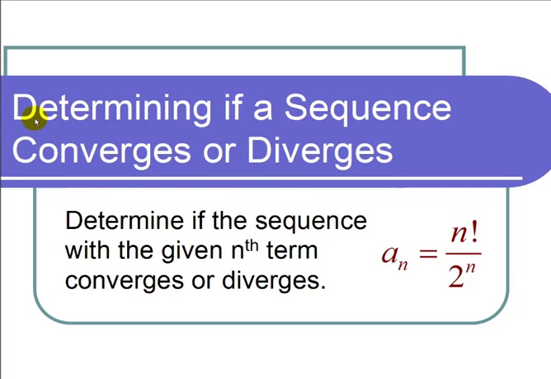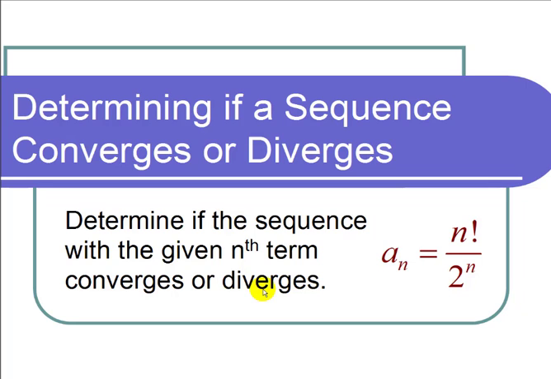This is a video on determining if a sequence converges or diverges. The question states, determine if the sequence with the given nth term converges or diverges. And the nth term, a sub n, is n factorial divided by 2 to the n.